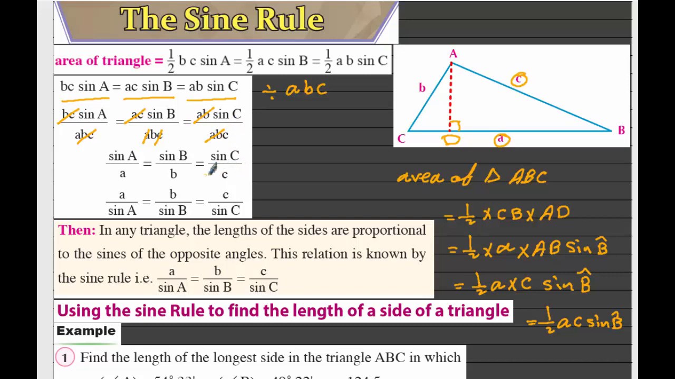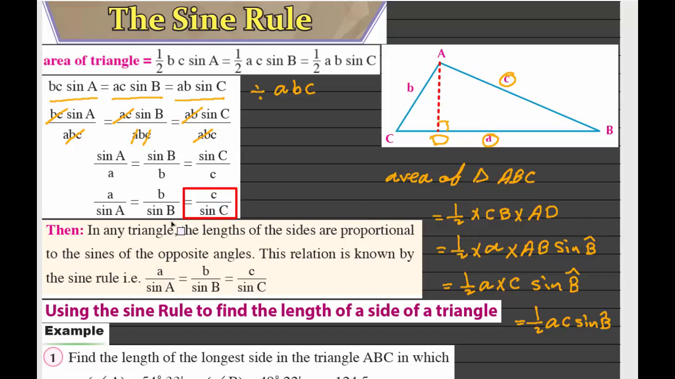And from the properties of proportion, we can write the reciprocal of each ratio. So here we get A over sine A equals B over sine B equals C over sine C, and this is the sine rule. It is the sine rule, or you can say it is the sine law.